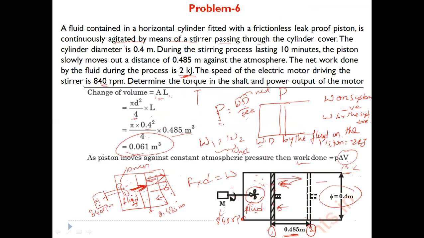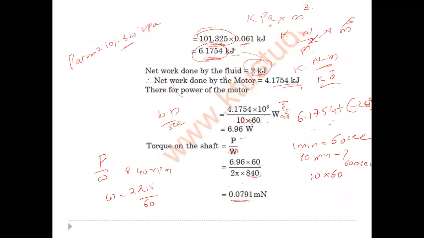In this model problem, they did not specify any type of process. They just asked us to find out the torque and the power required. In order to calculate the power, we need work done. That work done is found by considering two works: first, the work done by the fluid on the piston, and another, the work done by the piston on the atmosphere. We consider the net work done here, and using that, we have calculated power and also the torque.